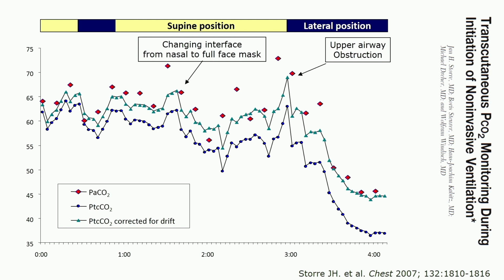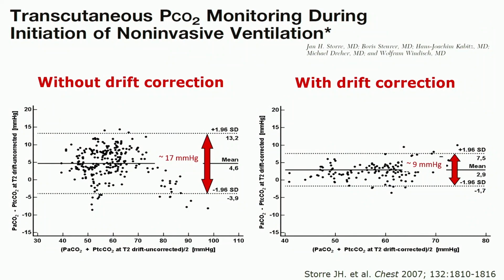Then during the further course we changed the interface from the nasal to the full face mask, which was quite successful. But here, the patient was so exhausted from the chronic hypercapnic respiratory failure that he went to sleep. After a couple of minutes or an hour, there was upper airway obstruction during sleeping, and therefore we had to combine a full face mask and the lateral position in order to get the patient acclimatized to non-invasive ventilation, with a documented success in terms of getting the CO2 values reduced.